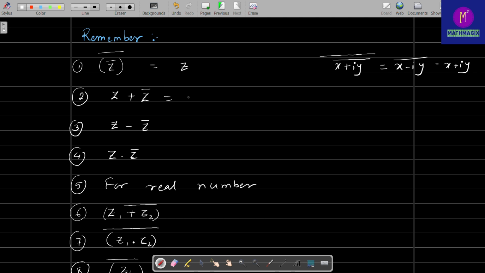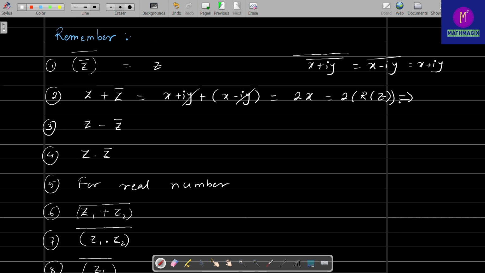Now z plus z bar. We know that z is x plus iy. Clearly z bar will be x minus iy. If I add these two, clearly iy gets cancelled and we will get the answer as 2x. You can also say that this is nothing but 2 times the real part of z. So this will actually give you the real part of z. So the real part of z is nothing but z plus z bar divided by 2.